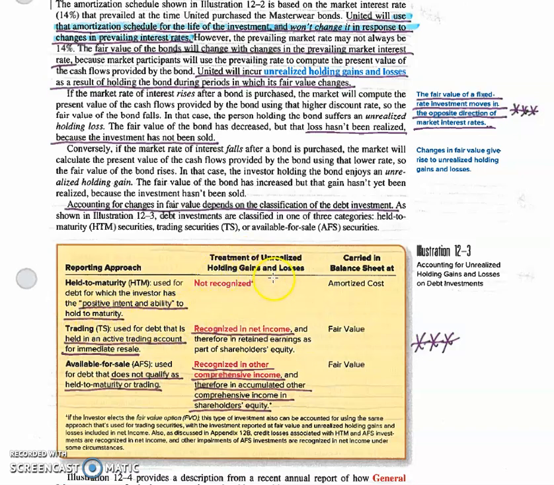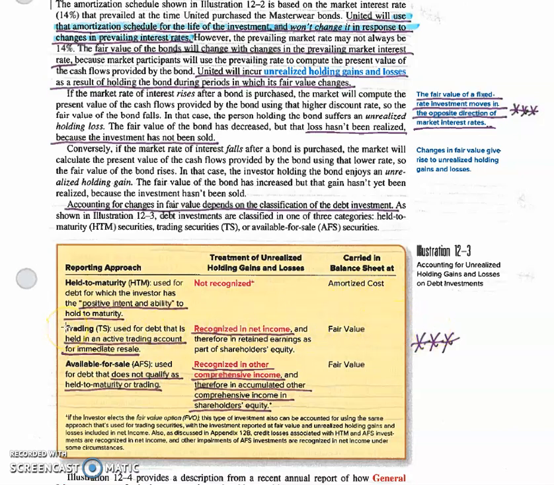Unrealized holding gains and losses, in other words, if the market value of the bonds goes up or down, we ignore that. We record those and keep them on the books at amortized cost, which we saw just a minute ago in the homework problem.